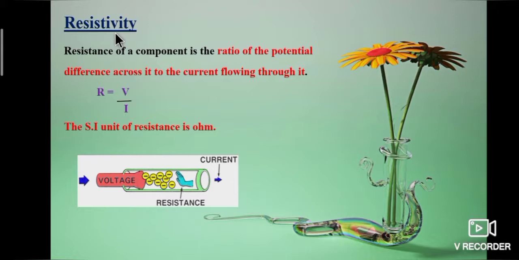Tell me, what is resistance? Resistance of a component is the ratio of the potential difference across it to the current flowing through it. That is, capital R is equal to V divided by I. V is potential difference, I is current. The SI unit of resistance is ohm.